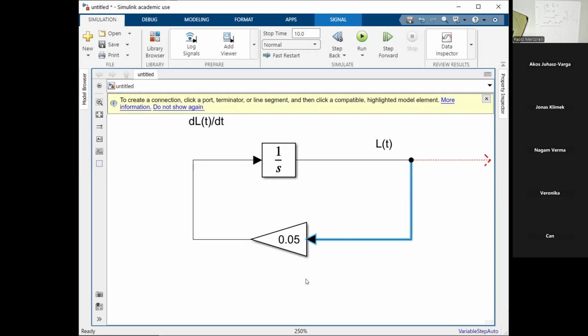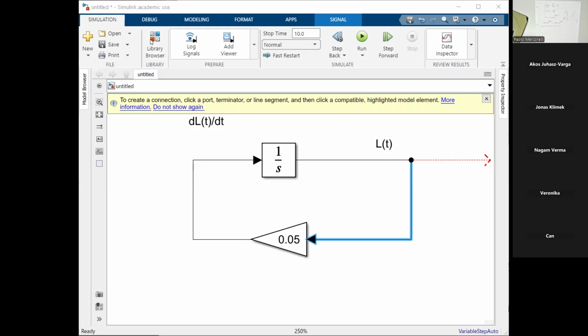There is a loop because on the left we have the derivative, and on the right we have something which is the derivative of L of t. On the right we have L of t somehow. Let me try to simulate. Probably we can improve also the explanation later.